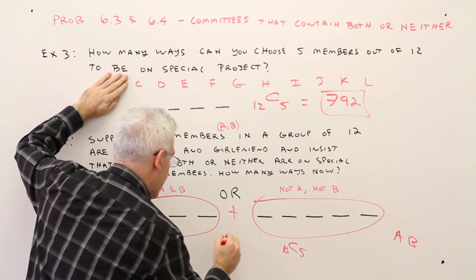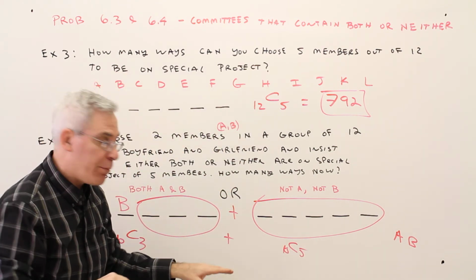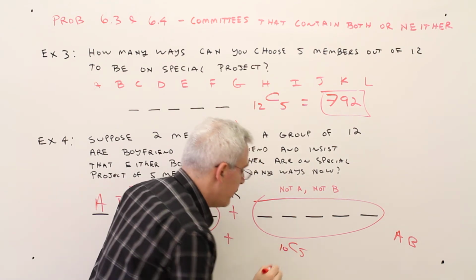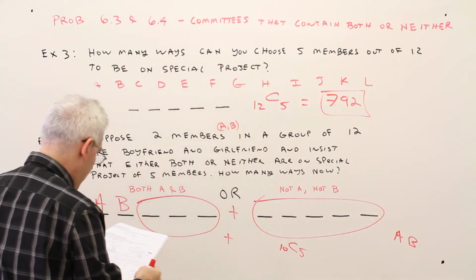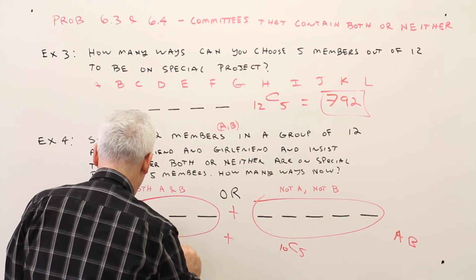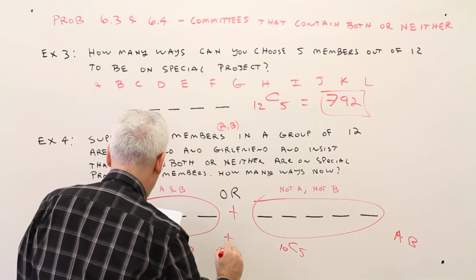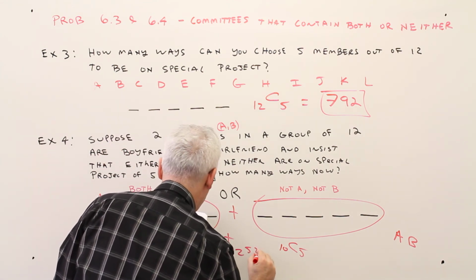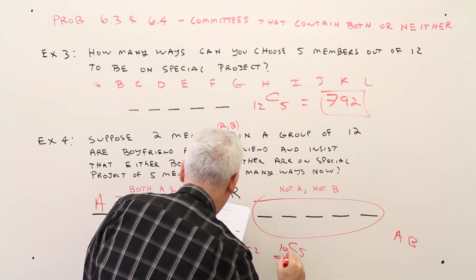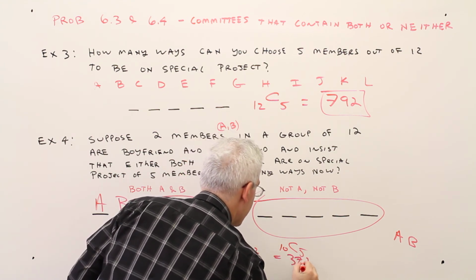So it's going to be 10 choose 3 plus 10 choose 5. And if you do the computations, you'll get 120 plus 252 for a grand total of 372.